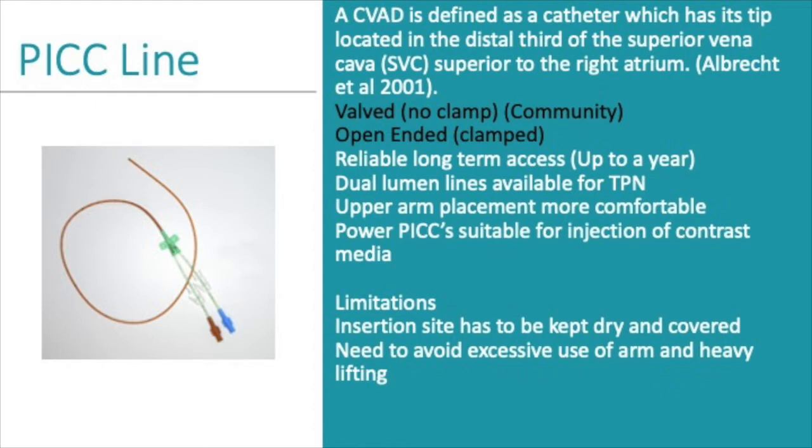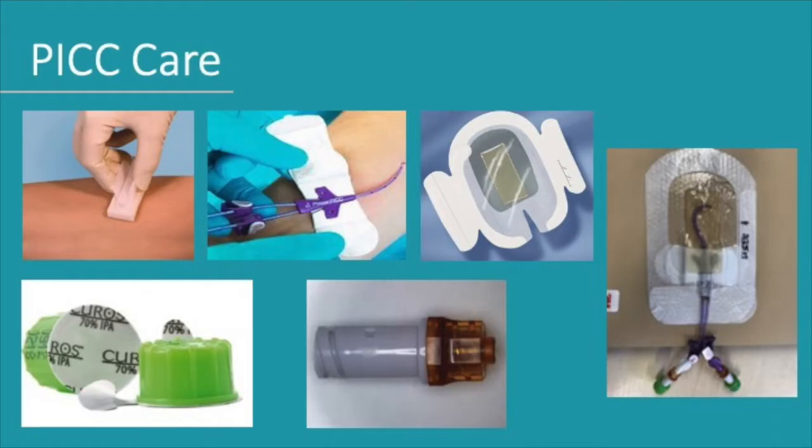So PICC line dressings need to be changed 24 hours after insertion and then weekly. At a bare minimum, we must be flushing them at least once a day. In the community, they do it once a week. We do it once a day here at a bare minimum. Then we move on to how to change a PICC line dressing.